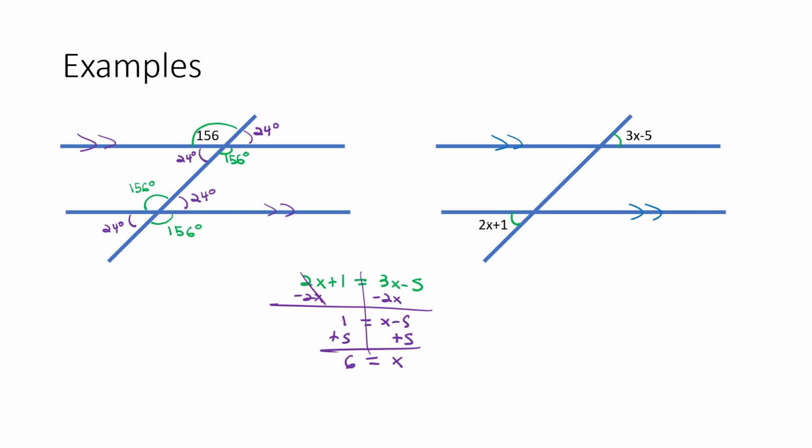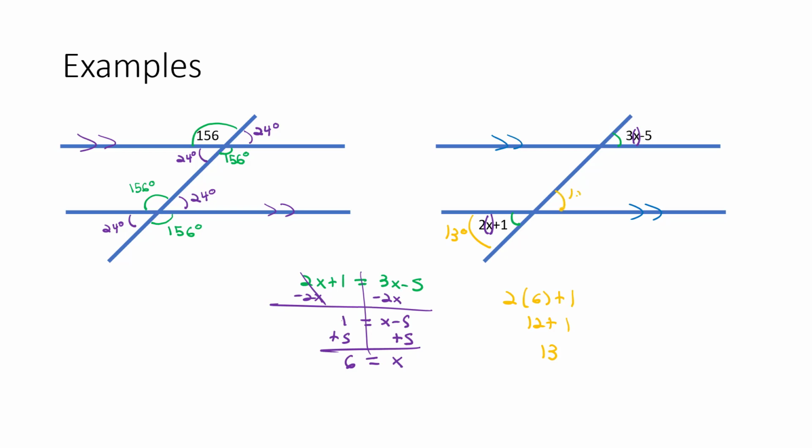Well, if x is equal to 6, we can replace the x in either of these equations or expressions and figure out what it equals. So let's do that. 2x plus 1, or 2 times 6 plus 1, is that bottom angle. 12 plus 1 is 13. We have a 13-degree angle.